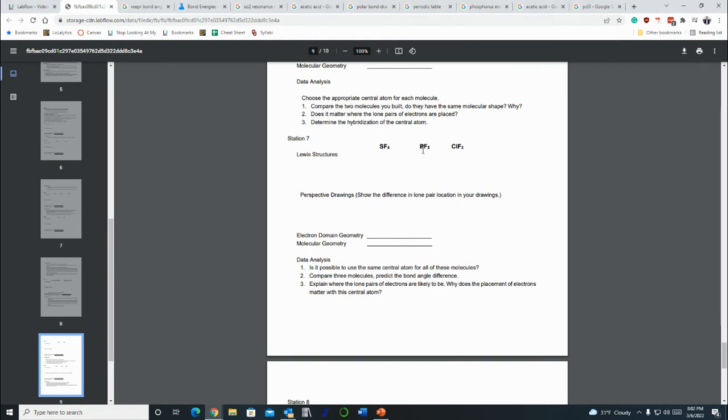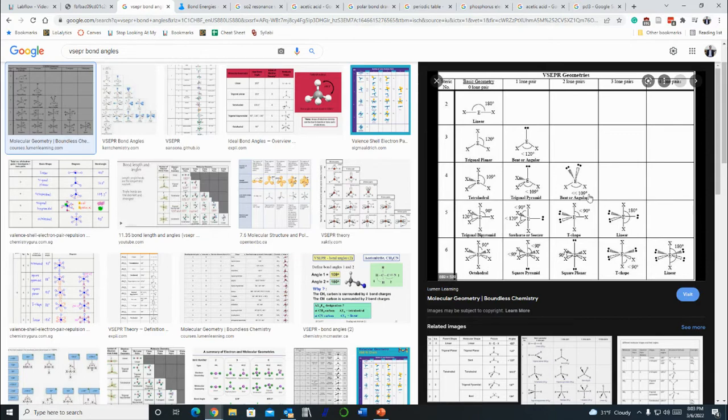phosphorus has 5 valence electrons. So let's say you use phosphorus and make it PF4 right here. That means 4 electrons will be contributing to bonds, and it only has 1 electron. Is that possible? Can an electron exist by itself, not in a pair? And that will answer that question. And 2, it's asking you to compare the difference in bond angles. You'll use this to help you with that.